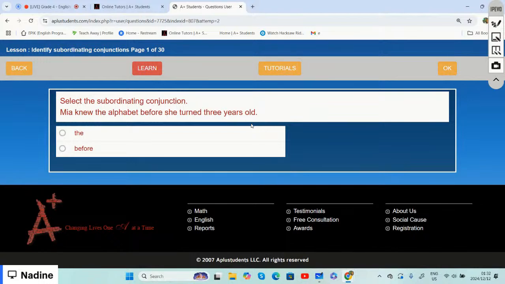Look at it again. Remember, we need to identify the word from the sentence or text. Remember, this will tell us when something happens. So Mia knew the alphabet before she turned 3 years old. When did this happen? Try again.